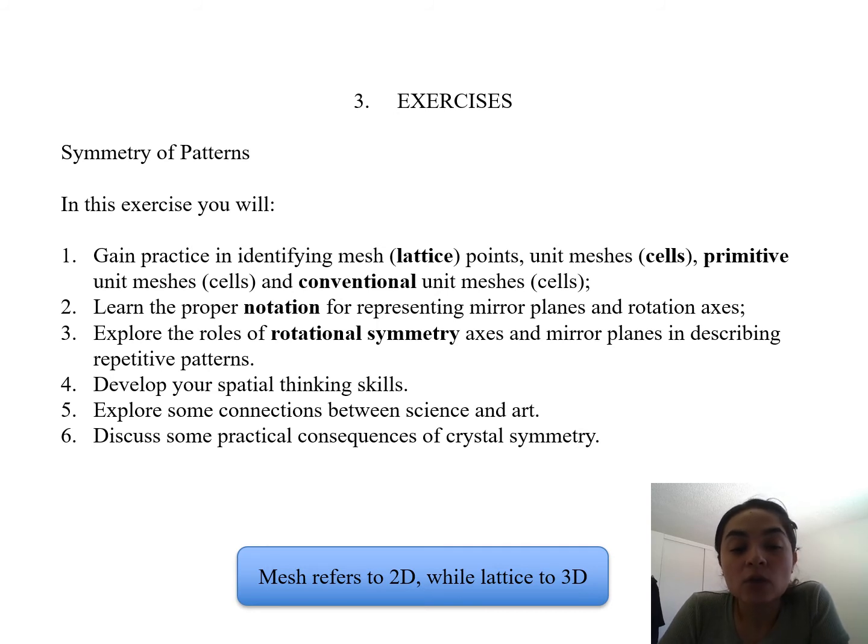The second thing is we're going to learn the proper notation for representing, or drawing, mirror planes and rotation axes, drawing the different symbols whether it be for threefold, the dyad, the tetrad, and so forth. We'll show what rotational symmetry axes and mirror planes are, and describe repetitive patterns. This also develops your spatial and thinking skills, and explores some connections between science and art.